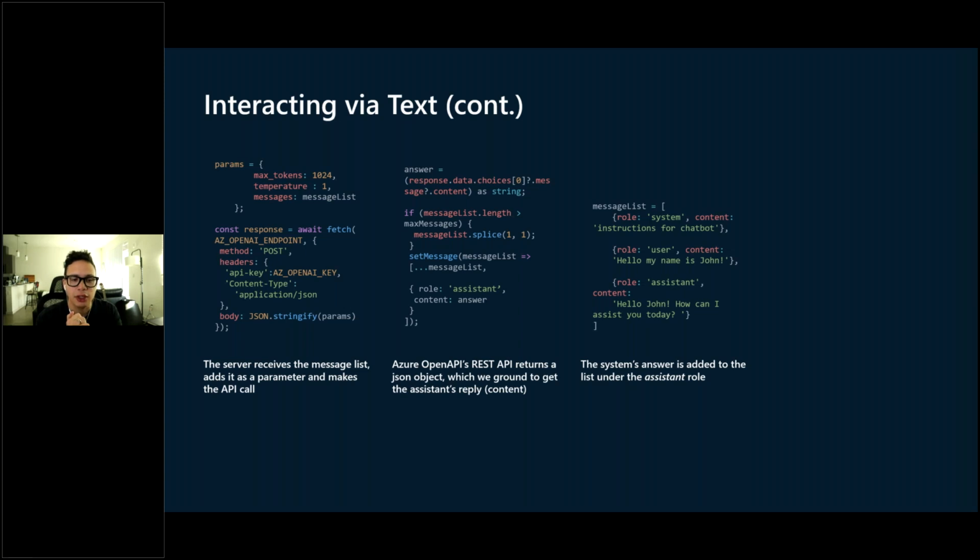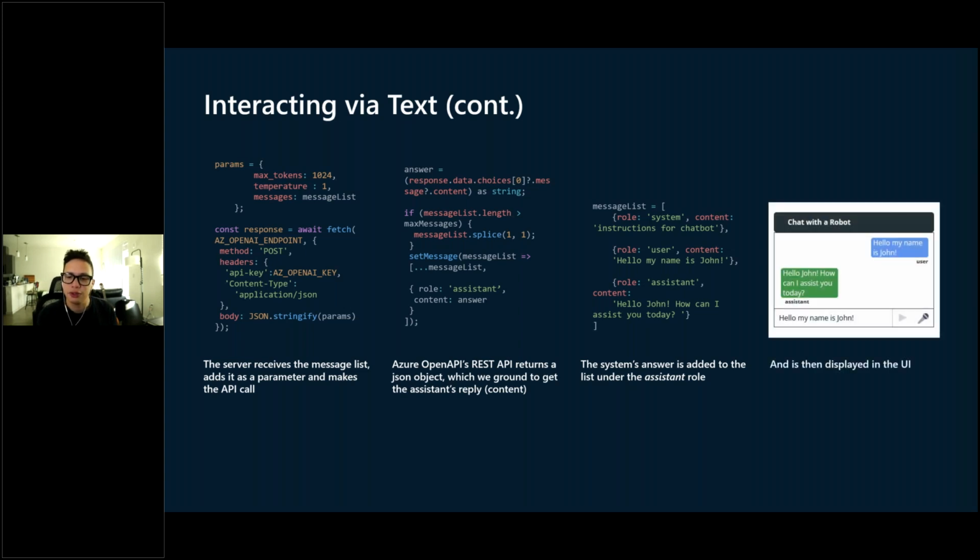Once that's done, we call our set message, which just updates our message list with a new content piece. In this case, you can see the role as assistant, and the content is just the answer that we get from the API call. You can see that the system answer is added to the list under the assistant role. In this case, it's already saying, hello, John, how can I assist you today? And then this is posted to the UI. And that's how you get the general idea of communicating via text.